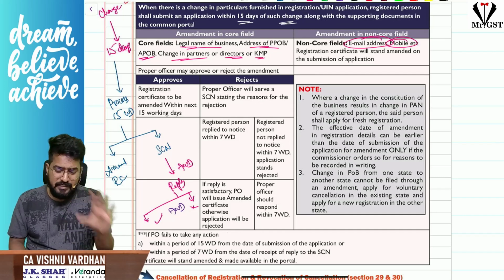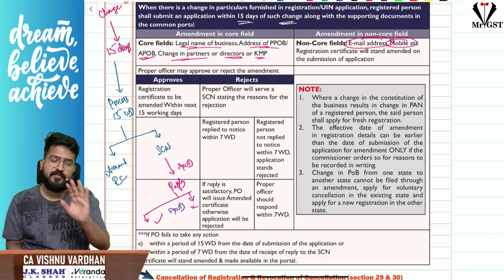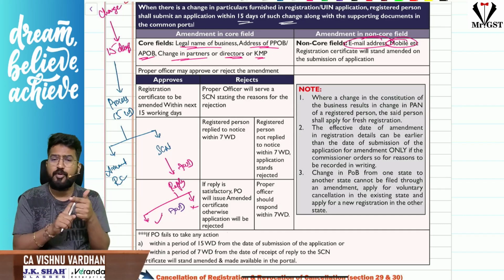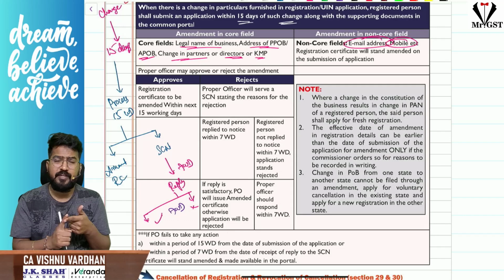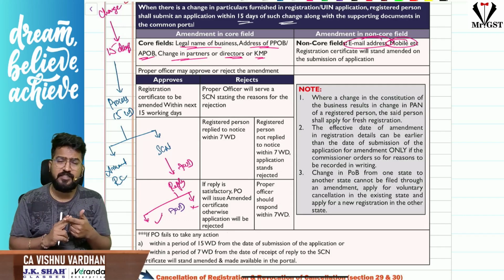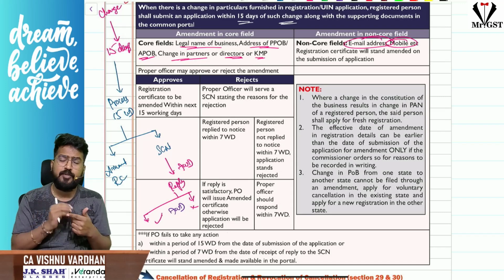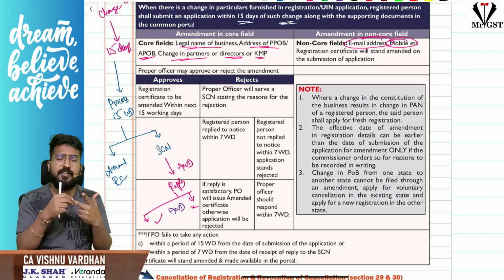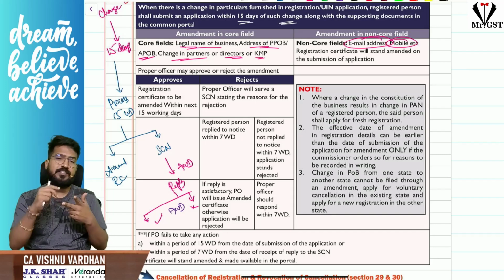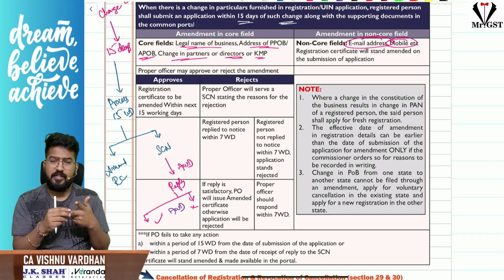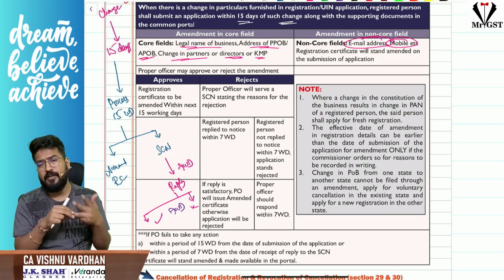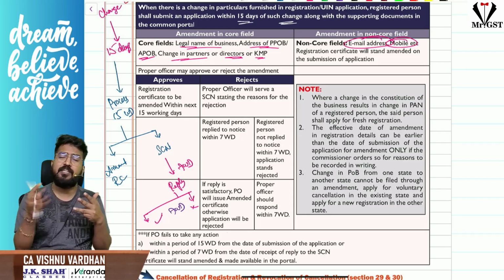Just like we have seen with registration application processing, if there is a change or an amendment, you have to update it within 15 days. Once you update, the proper officer should process that within 15 working days. After processing, he may be happy and grant you the amended registration certificate, or he may have some doubts and ask for clarification. If he asks for clarification, you should reply within 7 working days. Then he should process that clarification within 7 working days. He may feel all is okay and grant the registration certificate, or he may feel all is not okay, then he will reject the application.